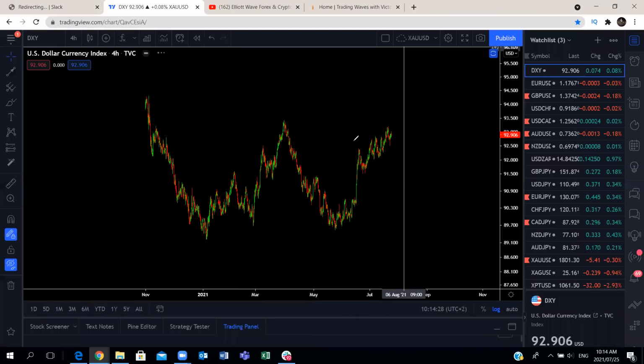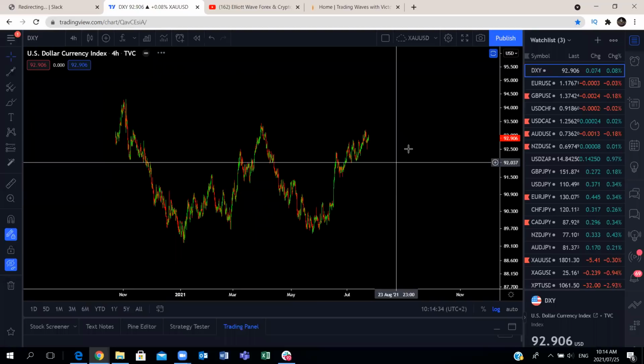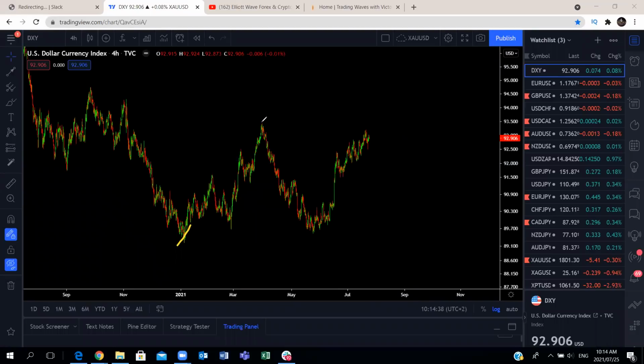So the DXY, we're looking at this to be a three-wave structure. Let me get the yellow color. Okay, we're starting with the analysis for the next week now. So this is the DXY. We're looking at this as a three-wave structure, and we're looking for this to make another three-wave structure.